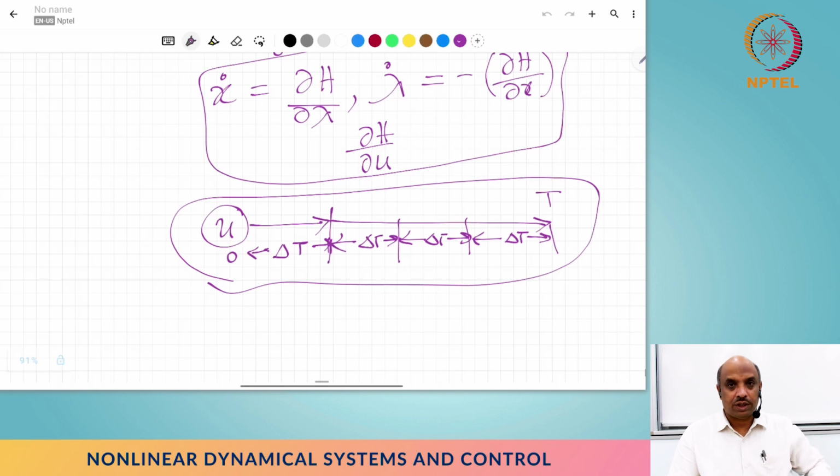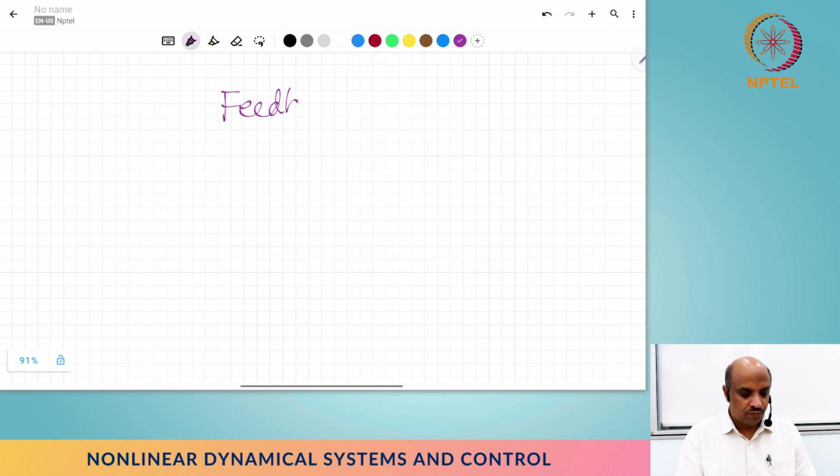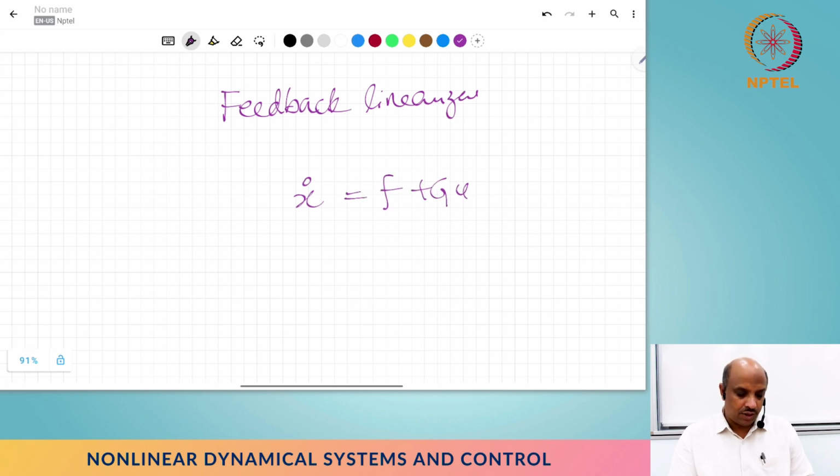The second topic that we want to do is shifting complete gears, something called the differential geometric approach. We have spoken about feedback linearization. Feedback linearization is essentially, if I had something like f plus g u, can I do something like u equals g inverse times minus f plus k x? When I do that, I end up with x dot equals minus k x. The closed loop system becomes linear, right?